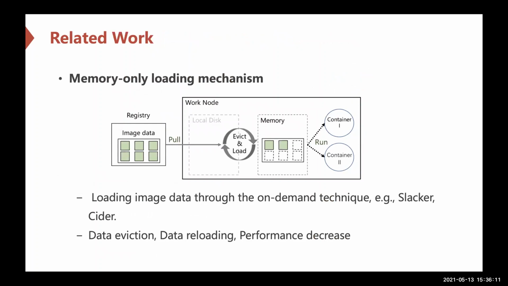This figure illustrates an improved memory-only image loading mechanism, which is based on the on-demand pulling technique. While receiving a function request, the container engine loads the necessary data in the image on demand and directly from the remote registry, which eliminates the pulling process. The remotely fetched container data is cached in memory for all the containers on a machine. The local disk is left unused, and the evicted data is abandoned and reloaded remotely.